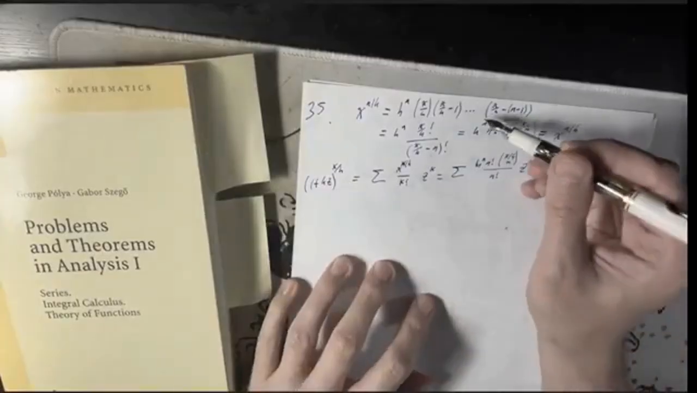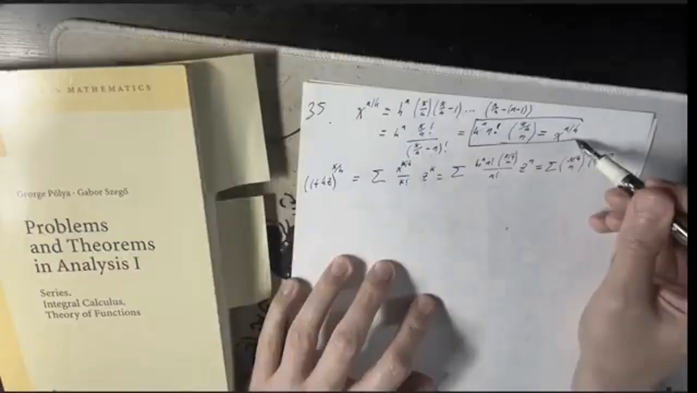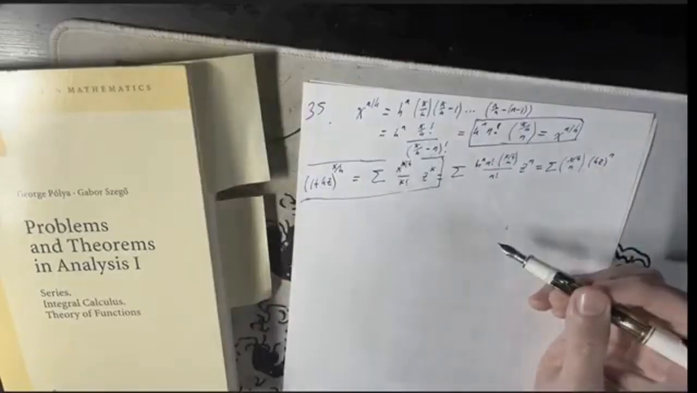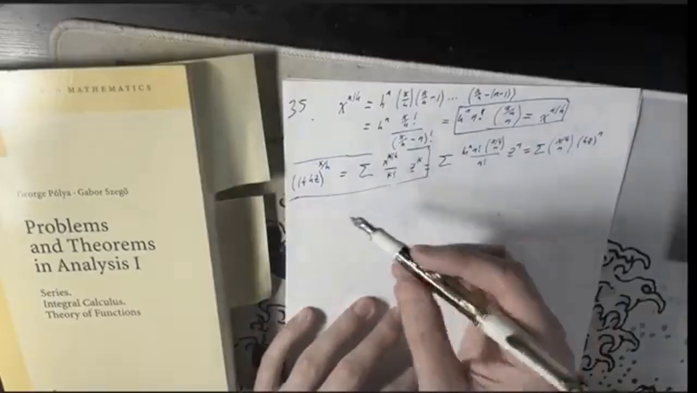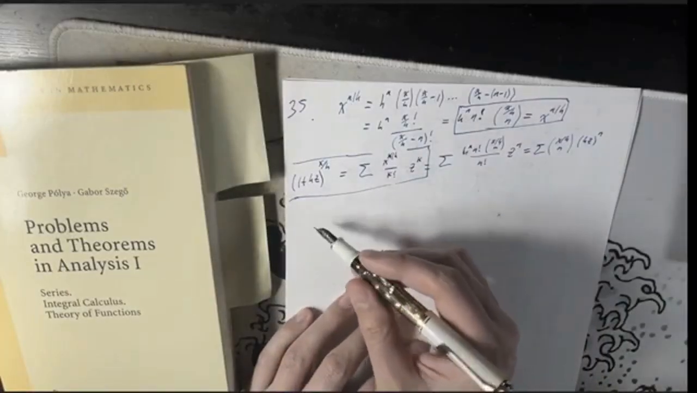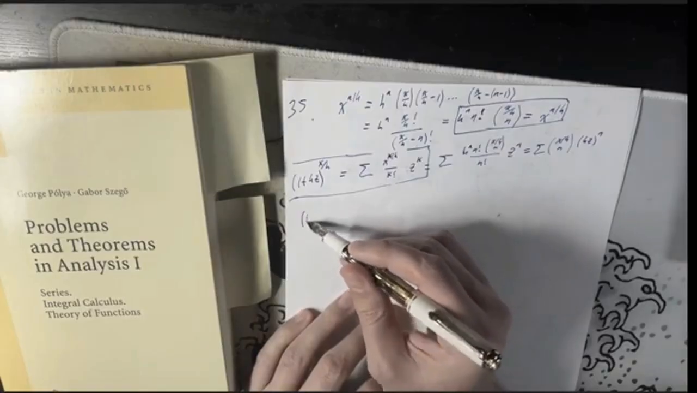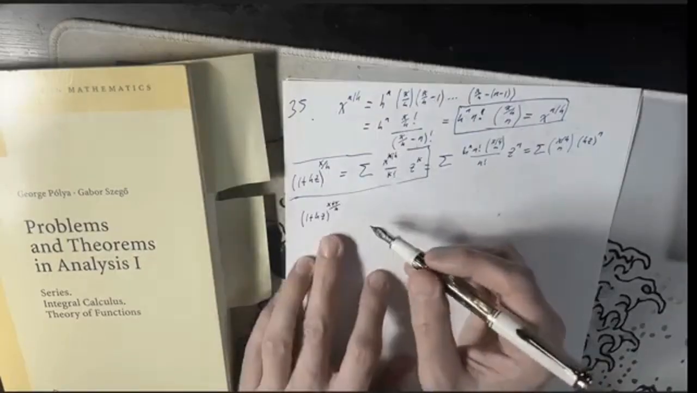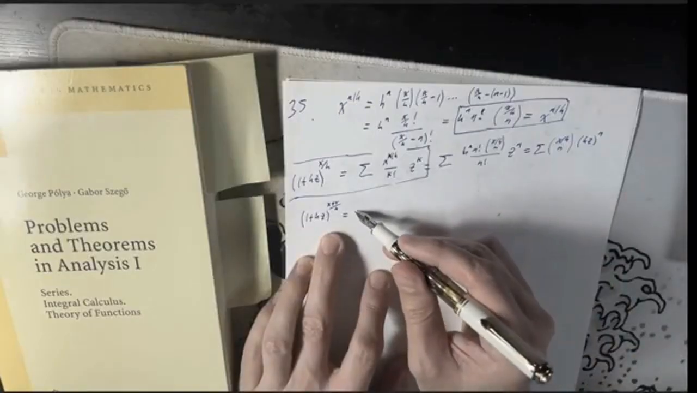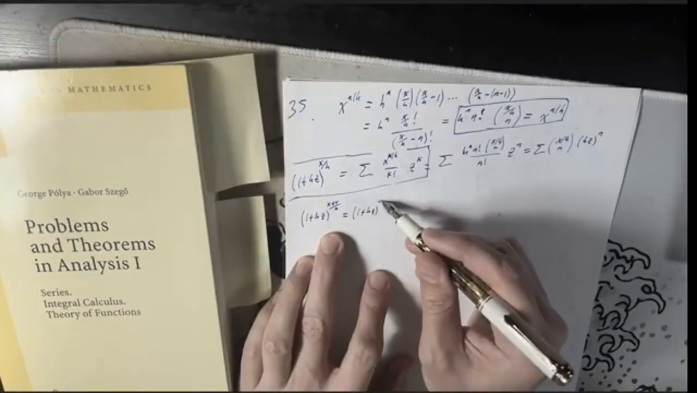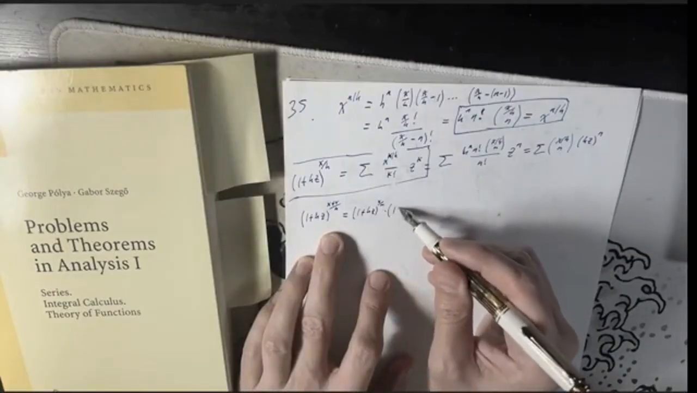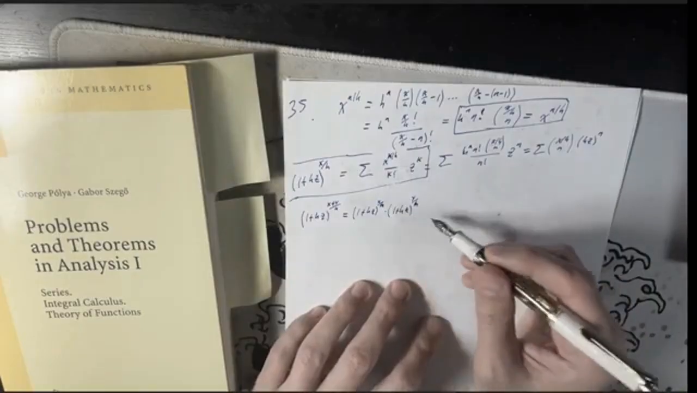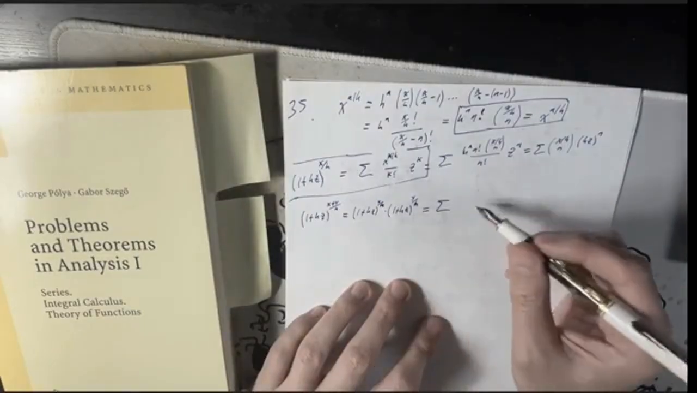So he said this is true and this is true, and that was enough to prove the whole thing, because if you looked at this function, it's the same as this product. Which is, of course, this product.